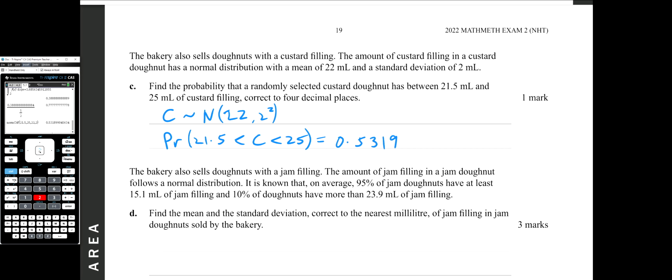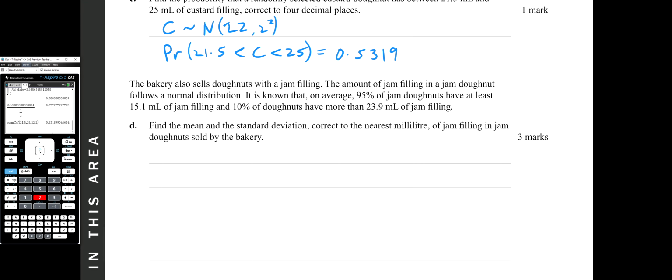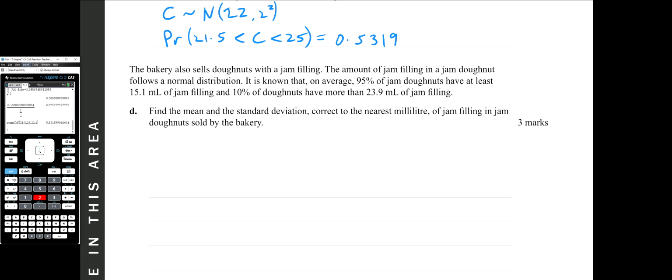Done. So the bakery also sells donuts with a jam filling. The amount of jam filling in a jam donut follows a normal distribution. It's known that on average 95% of jam donuts have at least 15.1 mil, and 10% of donuts have more than 23.9 mil of jam filling. Find the mean and standard deviation.